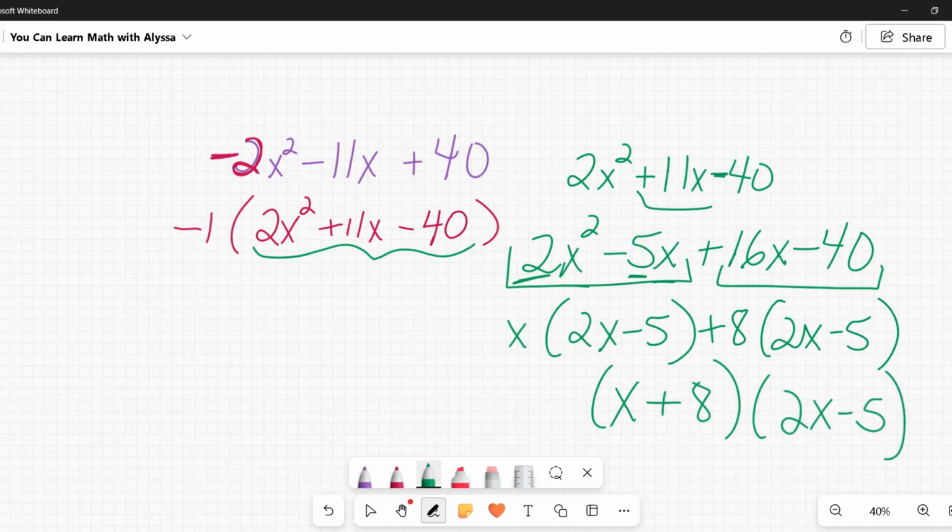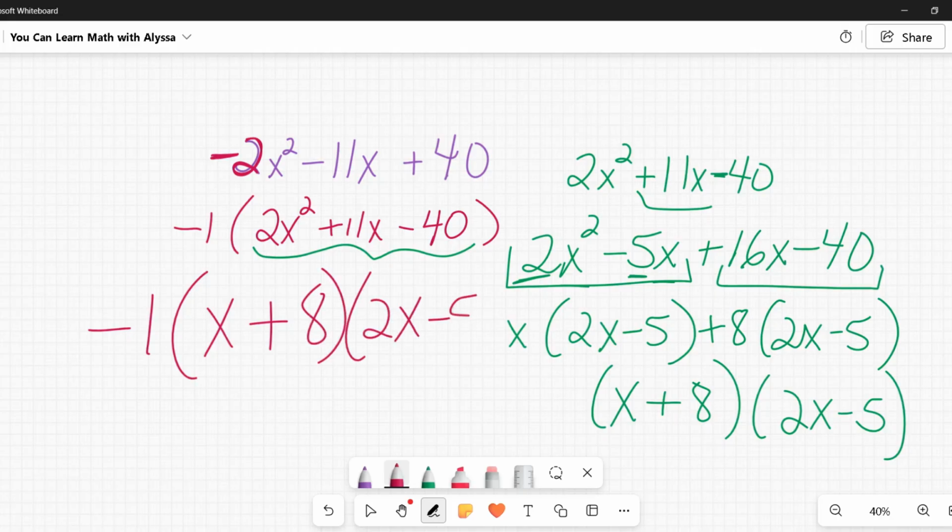And now I have factored over here, and I can go back up to here. So my final factoring is negative 1 times x plus 8 times 2x minus 5. And generally the 2x minus 5 is written first.